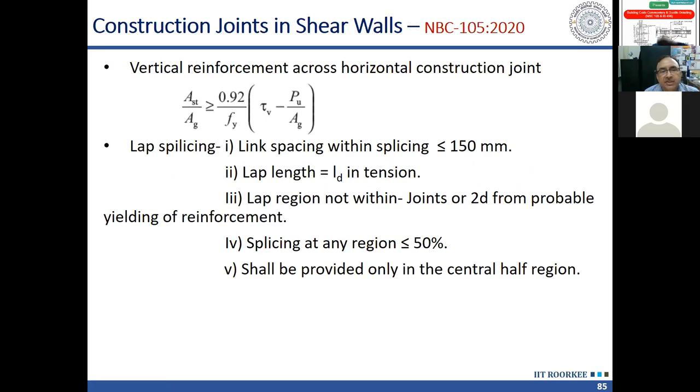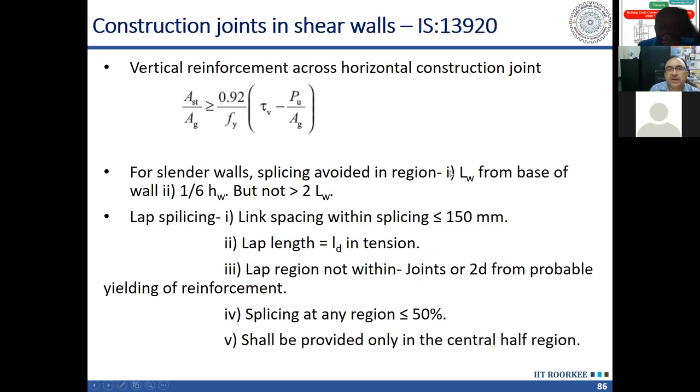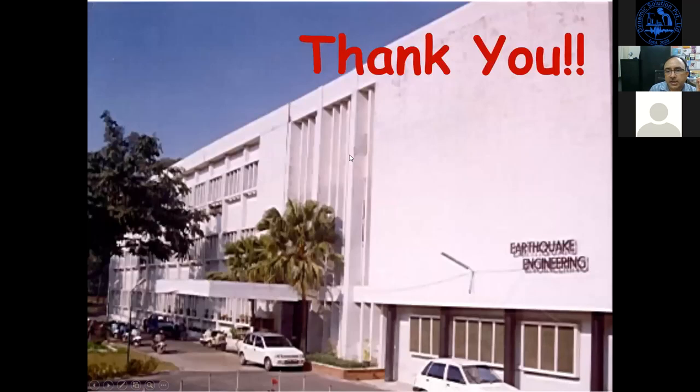And this splicing and confining in case of boundary elements has to follow the same rules as are there for the columns. Both NBC as well as IS 13920 state that. Okay. So thank you. That's all I wanted to discuss about ductile detailing of frame and shear walls.